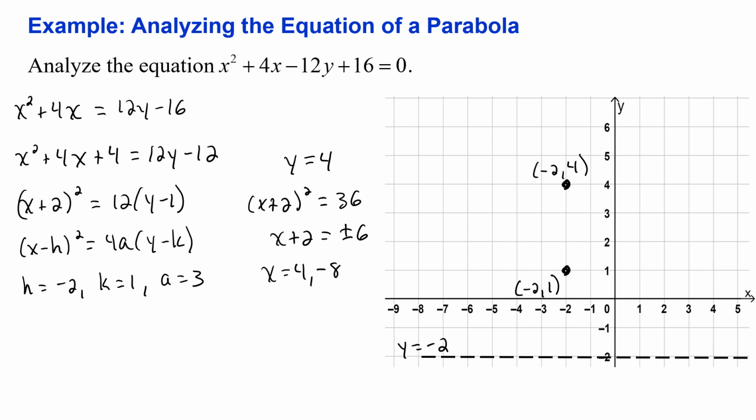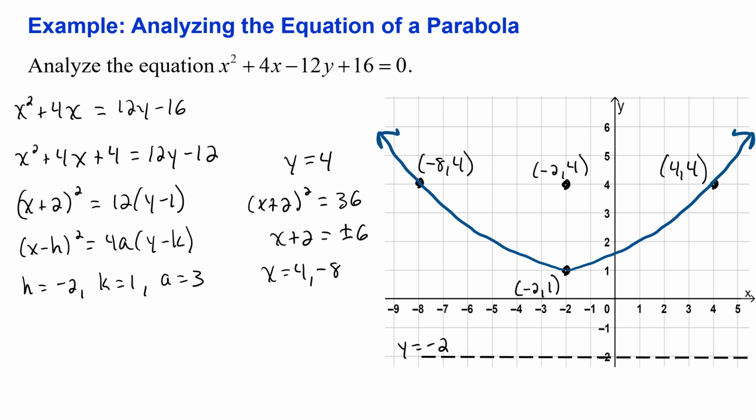So now we have 2 points we can plot in the xy plane for the value of y equals 4. Now those are the points negative 8, 4, and the point 4, 4. Now that we've plotted all of the guiding information, let's go ahead and draw the parabola. So we'll draw the parabola extending from the vertex at negative 2, 1 through the point negative 8, 4, and from the vertex through the point 4, 4.